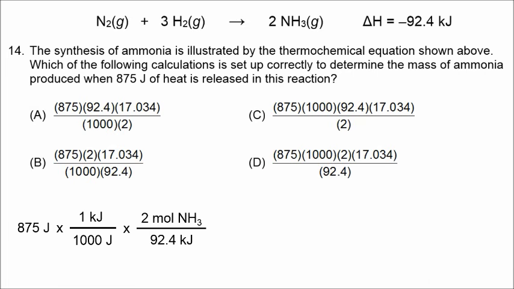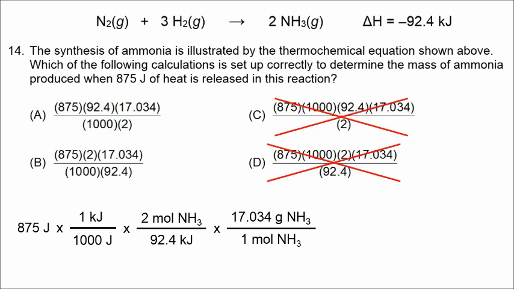So 92.4 kilojoules of heat are released for every 2 moles of ammonia produced. The molar mass of ammonia is about 17 grams. So based on these numbers, 1,000 has to be on the bottom, so it cannot be either C or D, and 2 needs to go on top, 92.4 on the bottom. So the correct answer to number 14 is B.